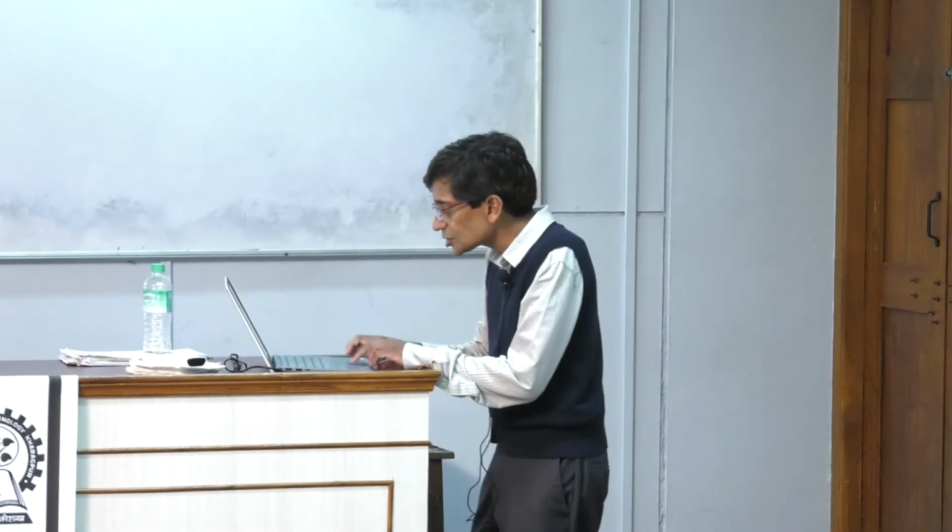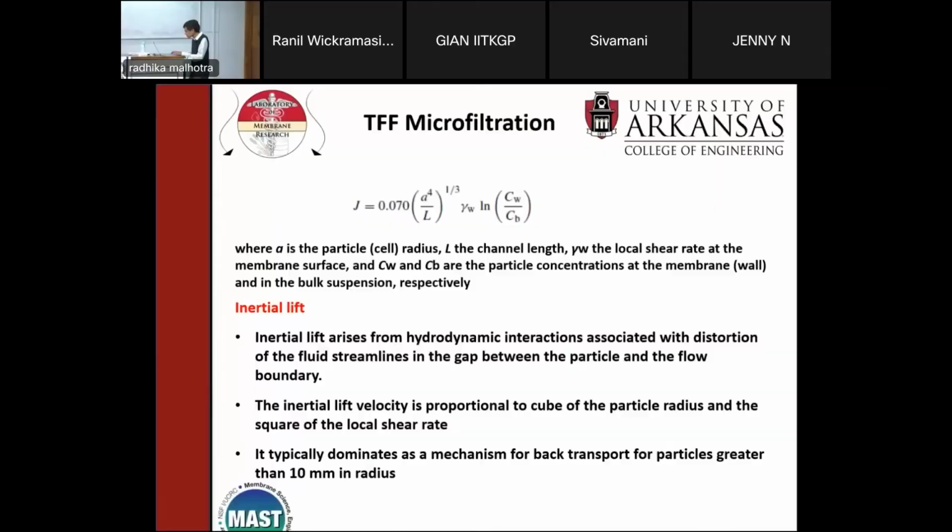I've said here, inertial lift arises from hydrodynamic interactions associated with distortion of fluid streamlines in the gap between the particle and the flow boundary. I gave you a simple explanation of that earlier. The inertial lift velocity is proportional to the cube of the particle radius and so forth. But let's look at this figure.